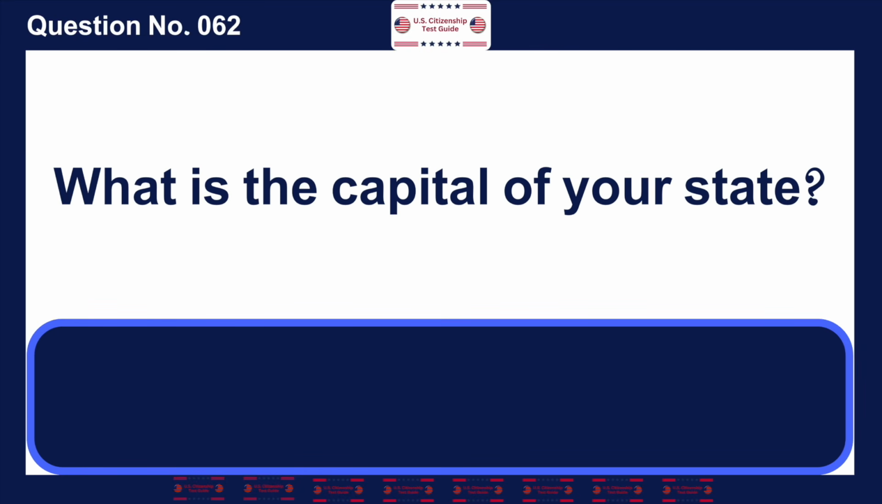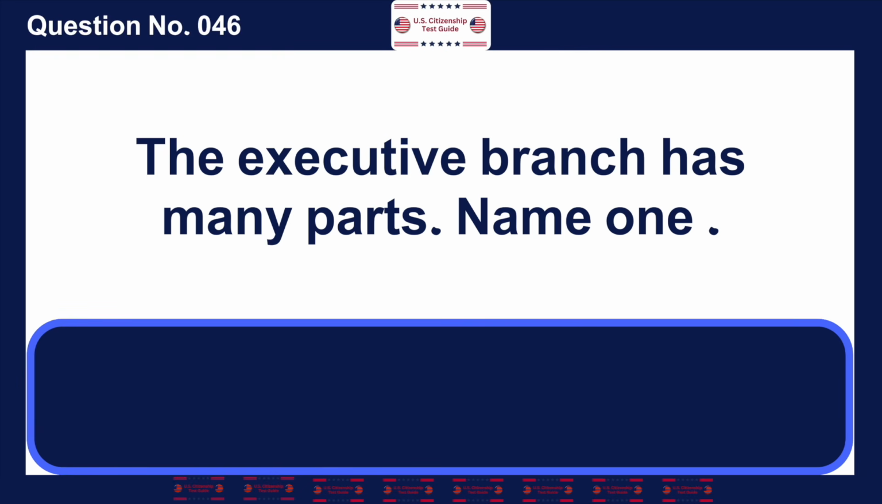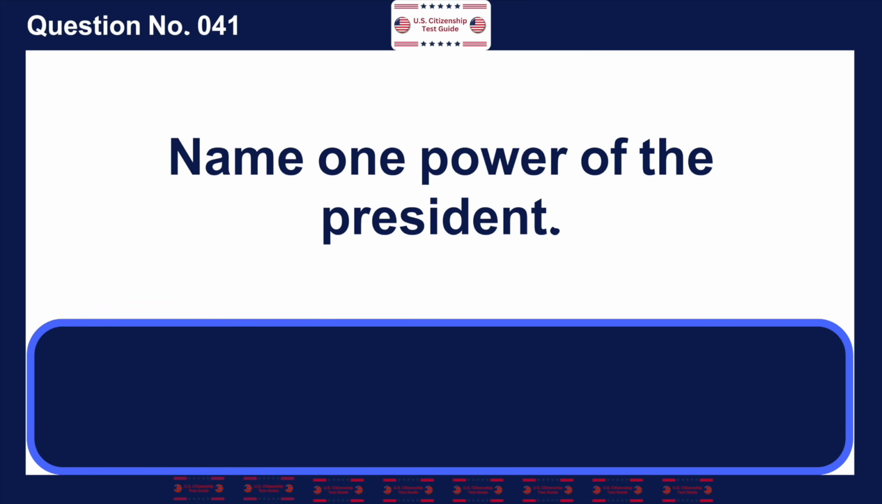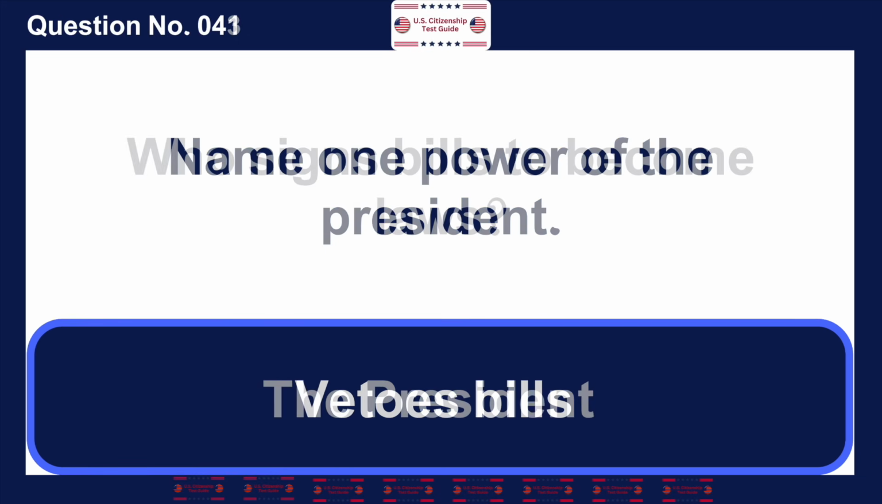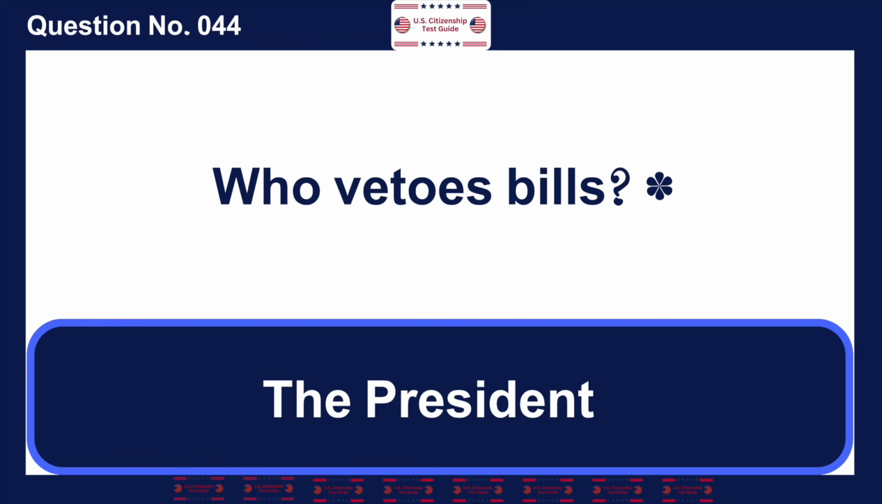What is the capital of your state? This answer will vary. The executive branch has many parts. Name one. President. Name one power of the president. Vetoes bills. Who vetoes bills? The president.